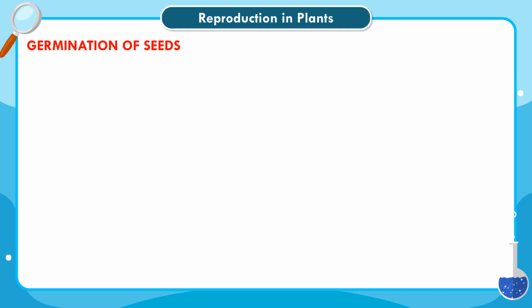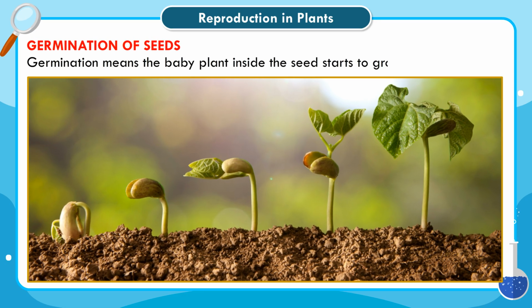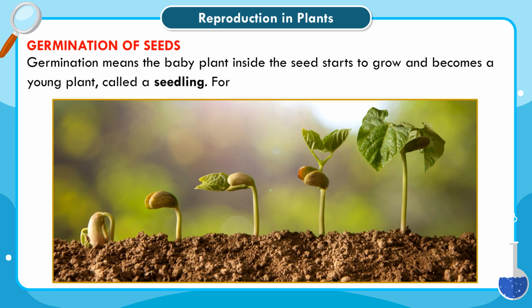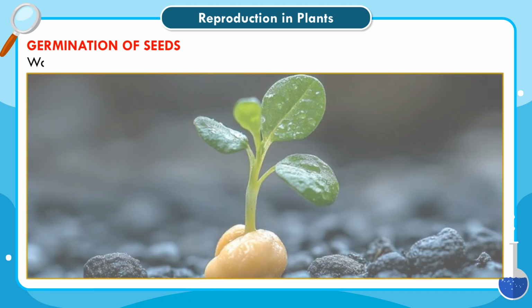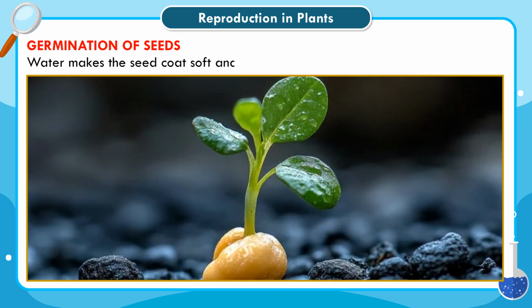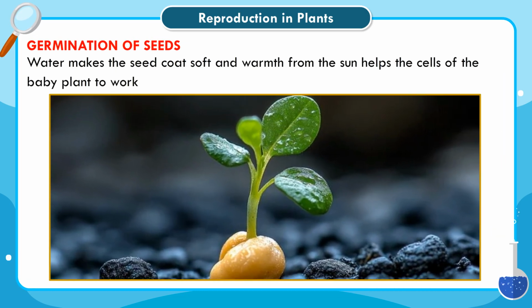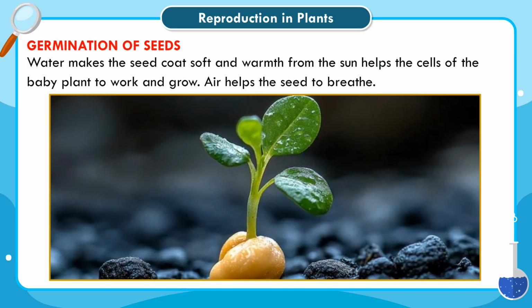Germination of seeds. Germination means the baby plant inside the seed starts to grow and becomes a young plant, called a seedling. For a seed to grow, it needs water, air and warmth from sunlight. Water makes the seed coat soft, and warmth from the sun helps the cells of the baby plant to work and grow. Air helps the seed to breathe.